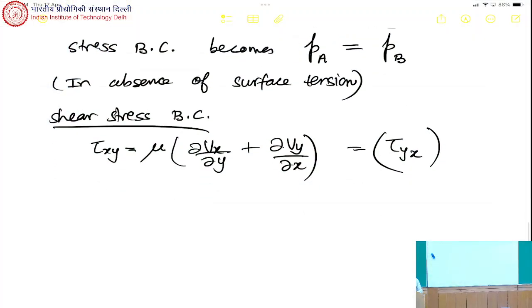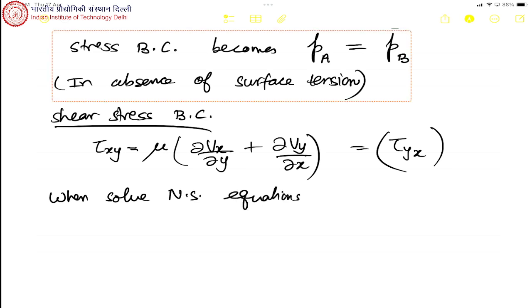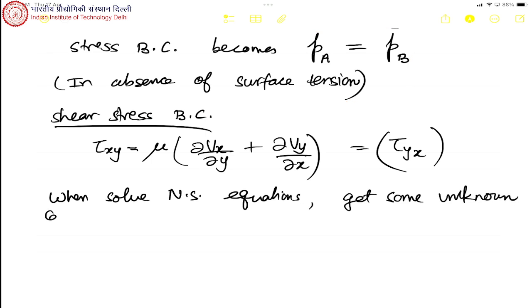So this is what you get when you solve the NS equations: you get some unknown constants.